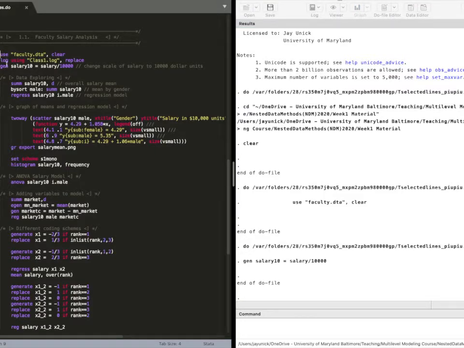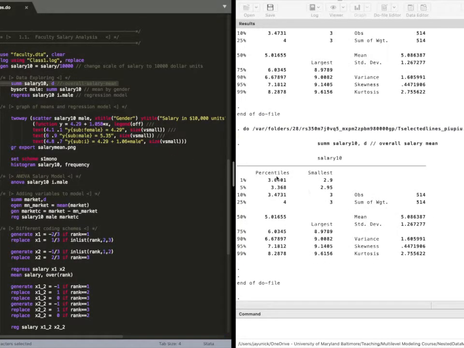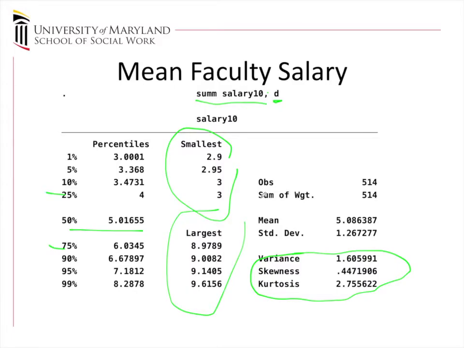So I'm going to calculate the salary, which is in raw dollars, in $10,000 units. And I'm doing that because I just want the scale to be different, mostly for the variance on the ANOVA part that you'll see in a second. So I can run this in Stata, and I get that same output that you just saw on the slide. So we have our basic understanding of salary.